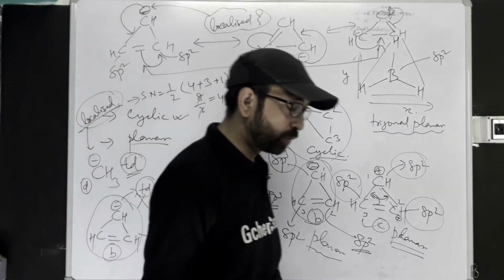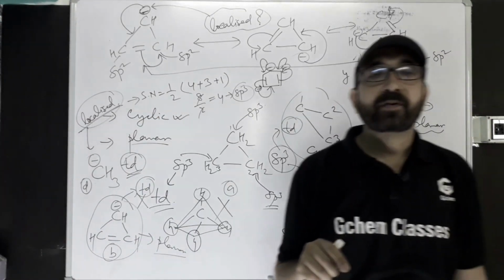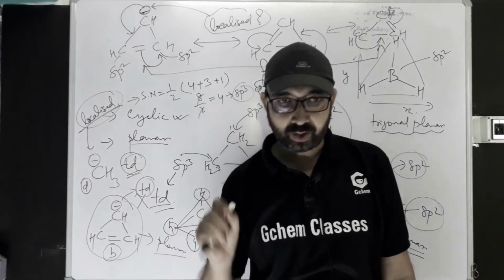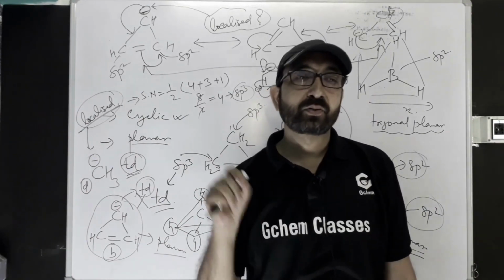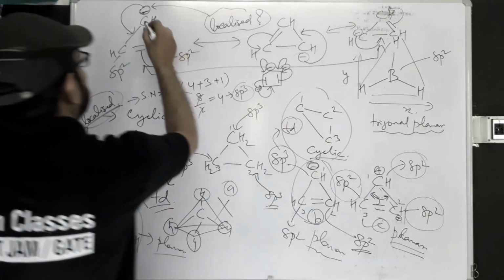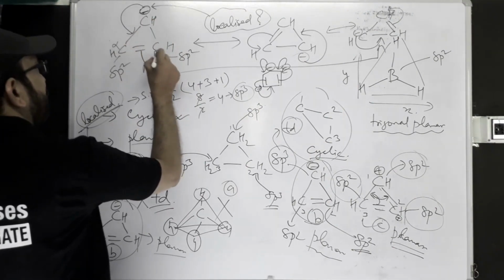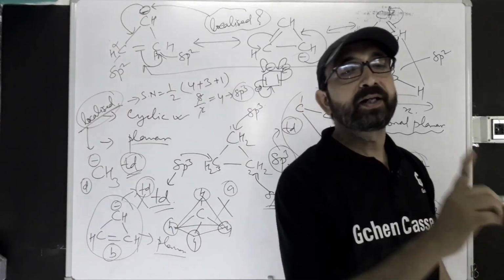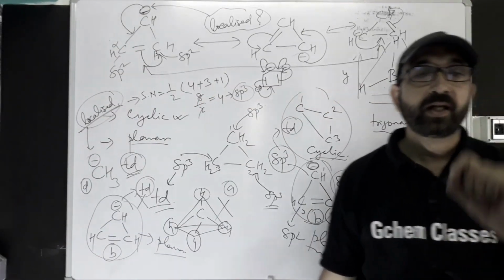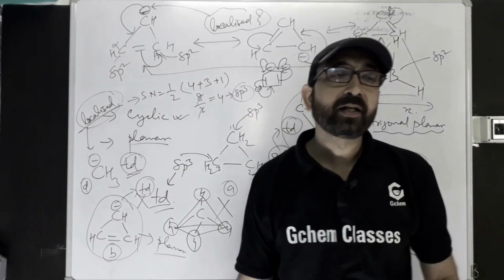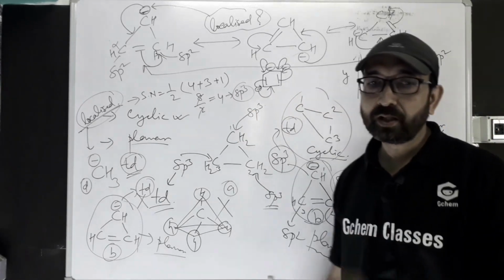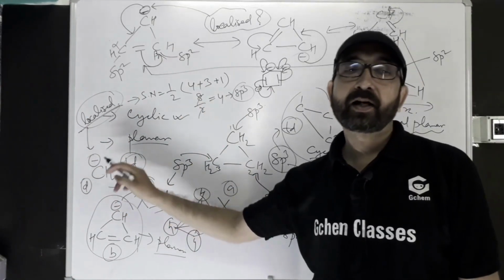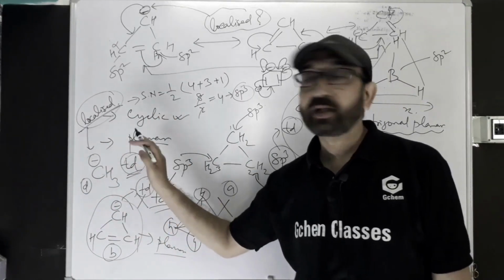Now you should know the point. If we have an alpha beta unsaturated carbanion, okay, alpha beta unsaturated carbanion, it will be a delocalized carbanion. It won't be localized, and if it is not localized, it won't be sp3. It will be a planar molecule. And if you don't have an alpha beta unsaturated carbanion, then it will be localized.